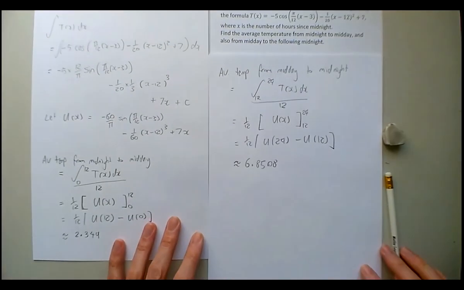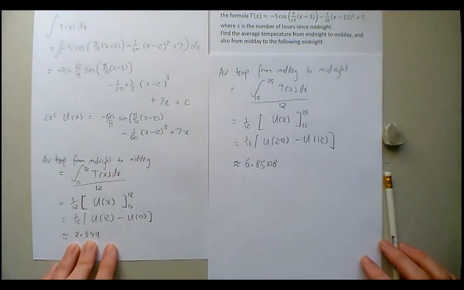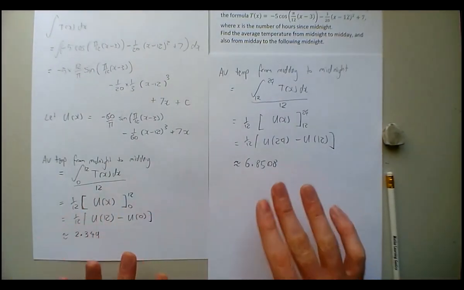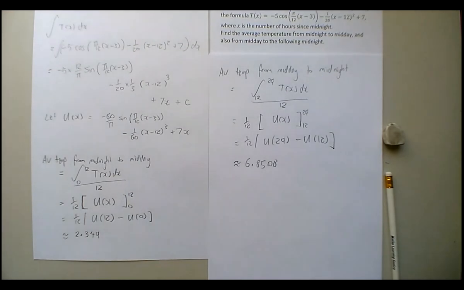So I've got that the average temperature from midnight to midday is 2.349. The average temperature from midday to midnight is 6.8508, which are in the ballpark of what I said they should be based on the information we had. Cool, nicely done.